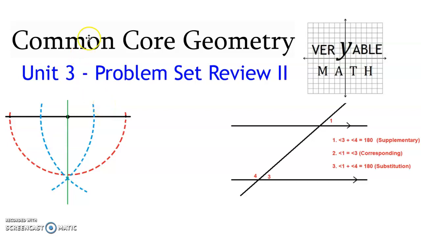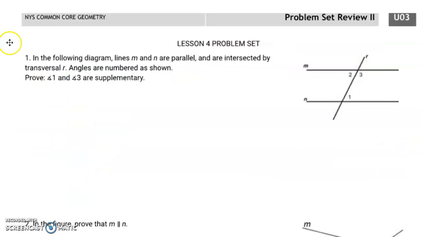Hello students, this video is to help review the Unit 3 lessons from Lesson 4 to Lesson 6. We talked about perpendicular bisectors, we talked about constructions, different pairs of angles in different intersections, and the relationships that they have. If you haven't already done so, please pause the video, try the questions from Lesson 4, and then come back to see if you get them right.